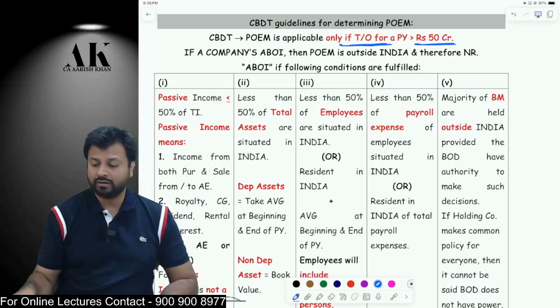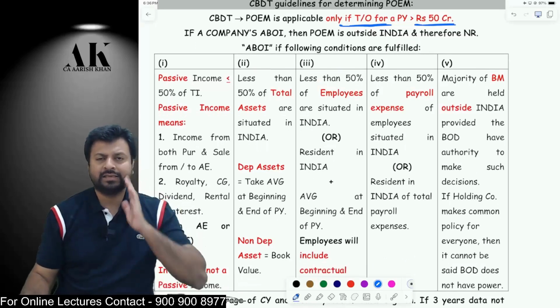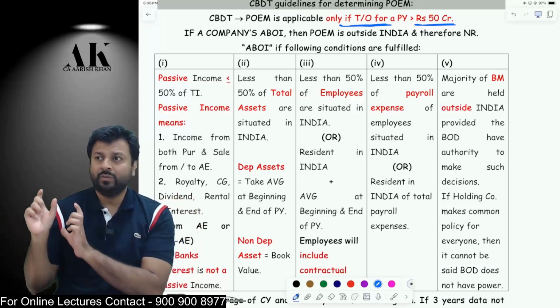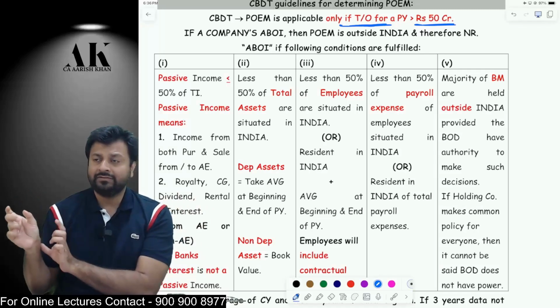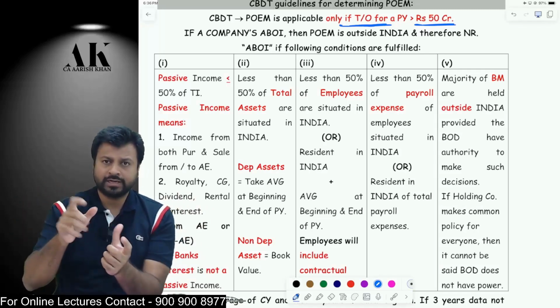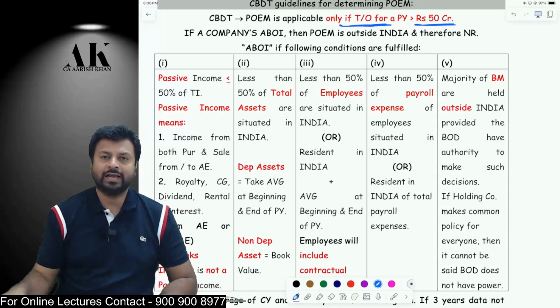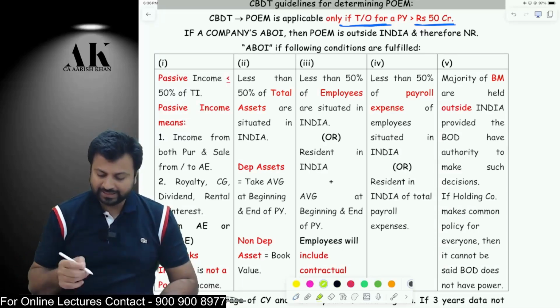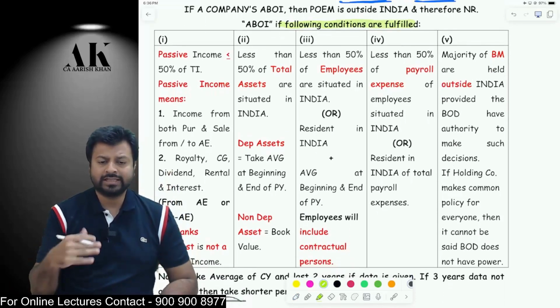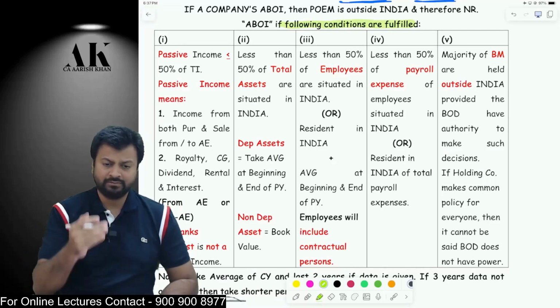Okay. Now this CBDT guideline, this CBDT circular, has divided all the companies into two categories. That is, one company where active business is outside India. If the active business is outside India, then the POEM is outside India. And if the POEM is outside India, then the company is non-resident in India. So when can it be said that the company's active business is outside India? It can be said when all the following conditions are fulfilled. When all these 5 conditions are fulfilled, you can say that the active business of the company is outside India. And if the active business of the company is outside India, you can say that the POEM of the company is outside India.